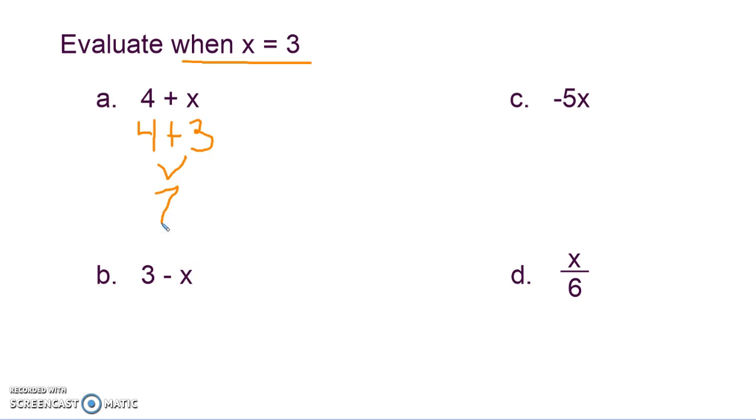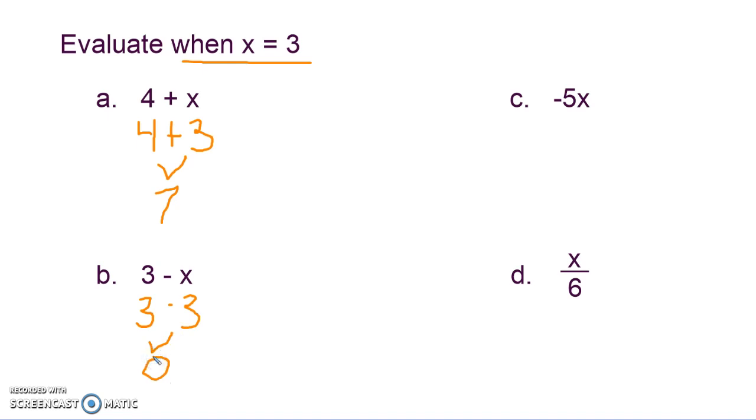Now we're moving on to B. Evaluate 3 minus x when x equals 3. Same thing, we're just going to plug 3 in for x. We're going to rewrite the equation 3 minus, and we know that x is 3. So now we have 3 minus 3, which is 0.